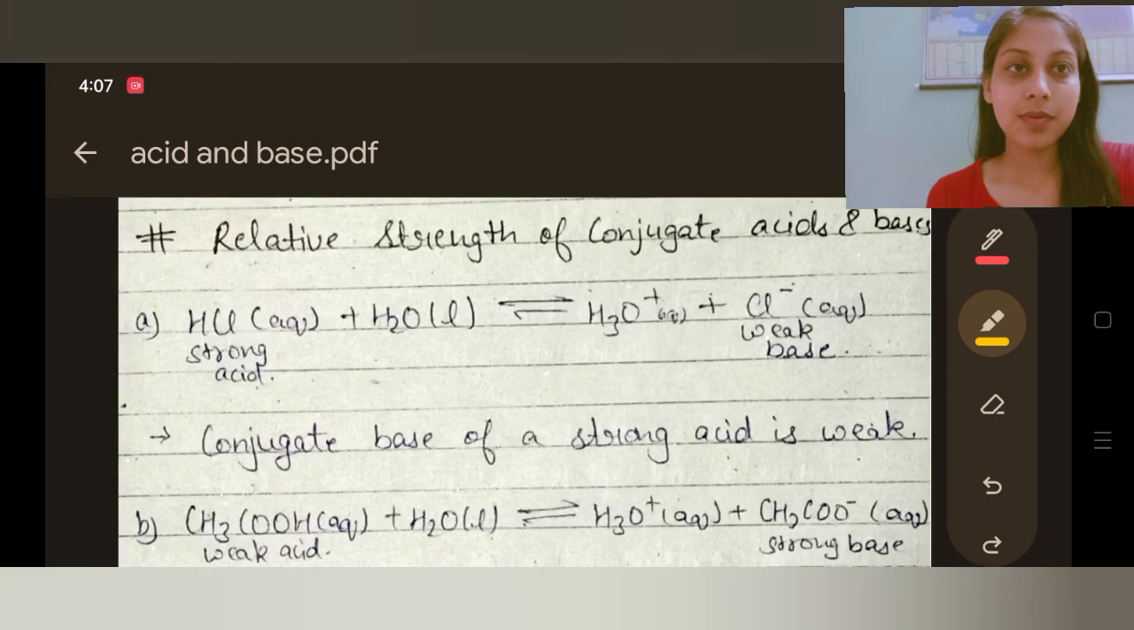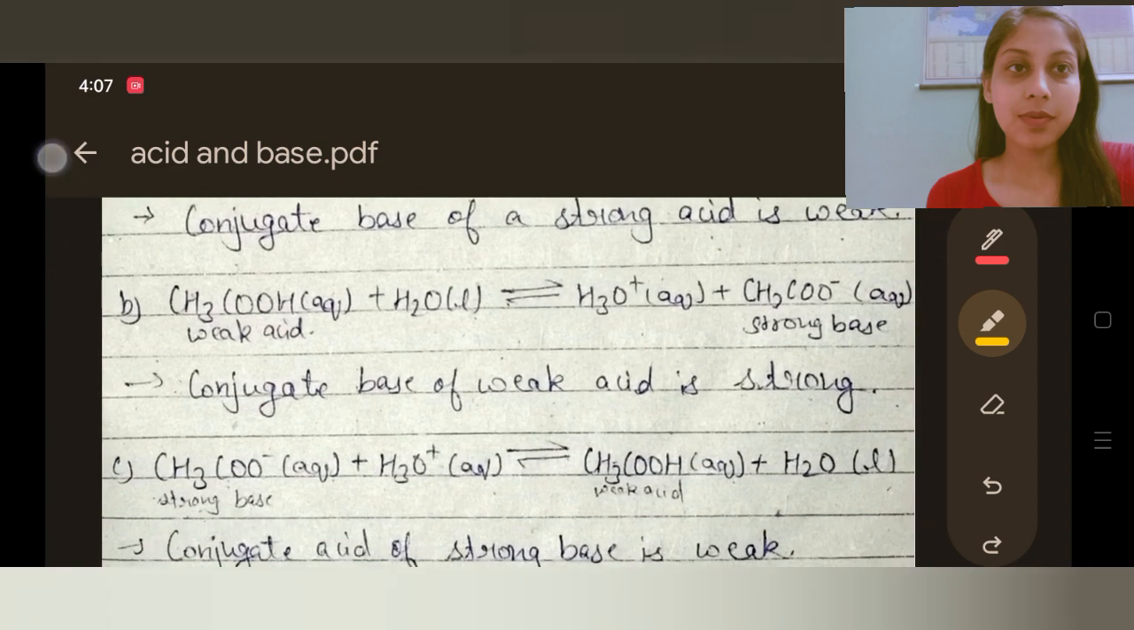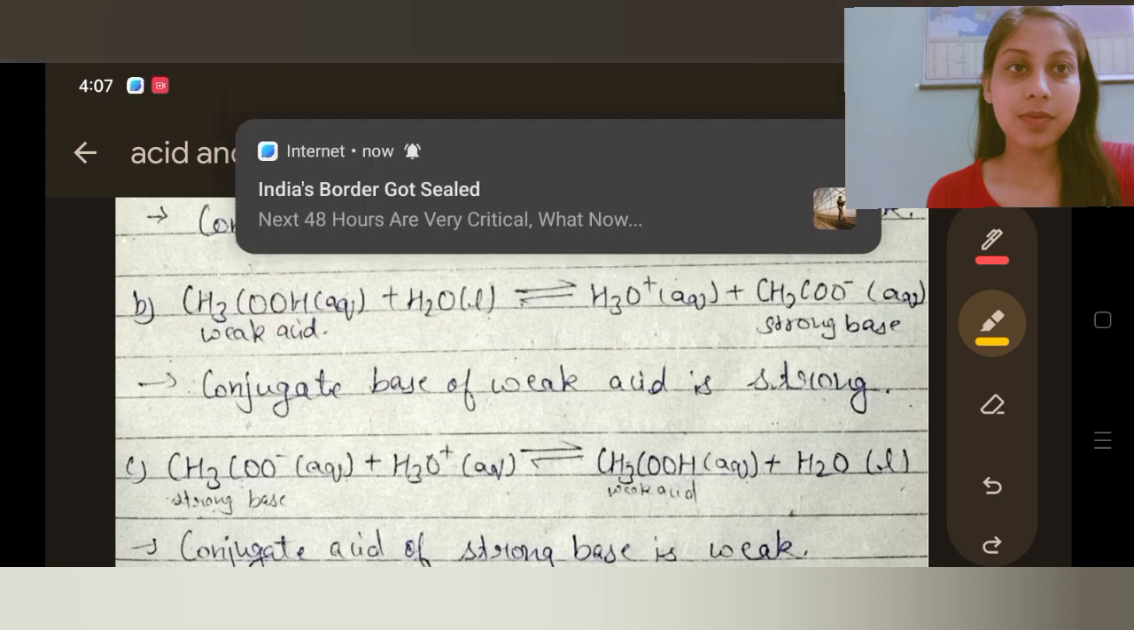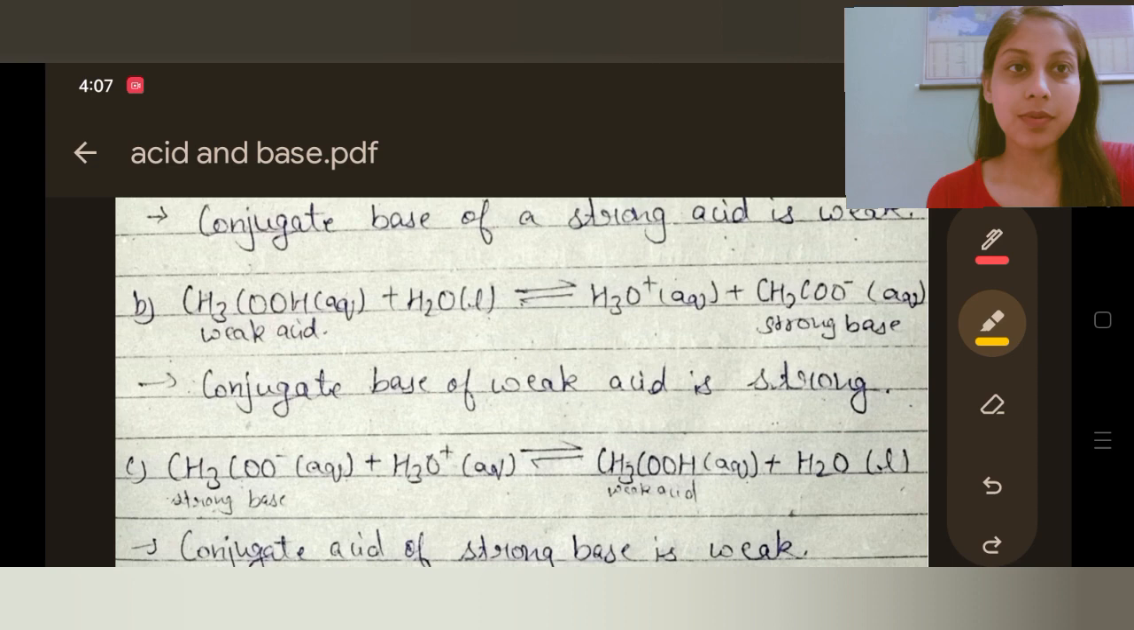Now we are discussing the relative strength of conjugate acid and base. HCl is a strong acid. When it reacts with H2O, it gives H3O+ plus Cl- ion, which is a weak base. This means the conjugate base of a strong acid is weak. Second, CH3COOH is a weak acid. When it reacts with H2O, it dissociates into H3O+ in aqueous medium plus CH3COO-, which is a strong base. The conjugate base of a weak acid is strong.